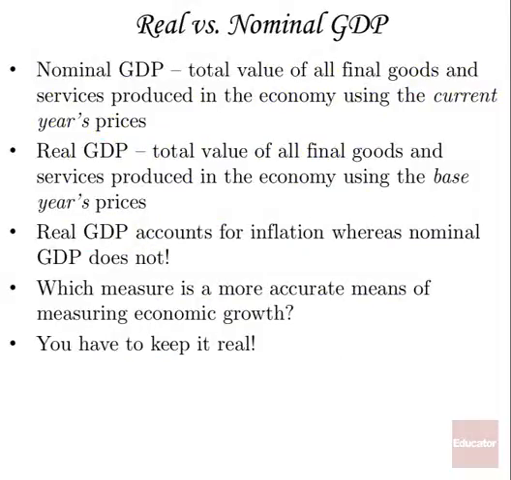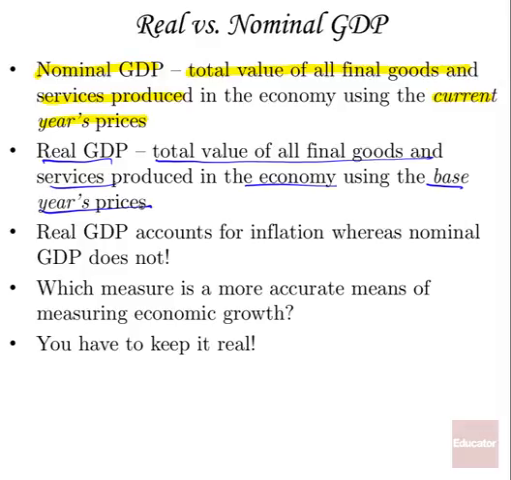Up to this point, we've only looked at GDP, regardless of whether it's real or nominal. But again, it's important to know the difference between nominal versus real here. Nominal GDP is the total value of all final goods and services produced in the economy using the current year's prices. So whatever year you're in, use that year's prices. Real GDP, it's not going to work that simply here. Real GDP, it's the total value of all final goods and services produced in the economy using the base year's prices.